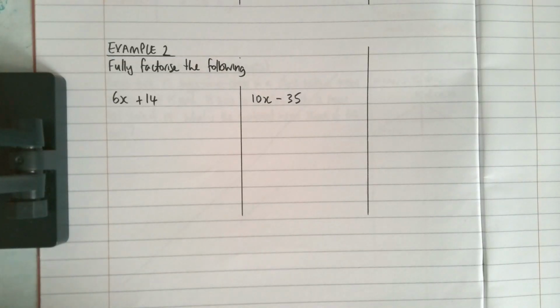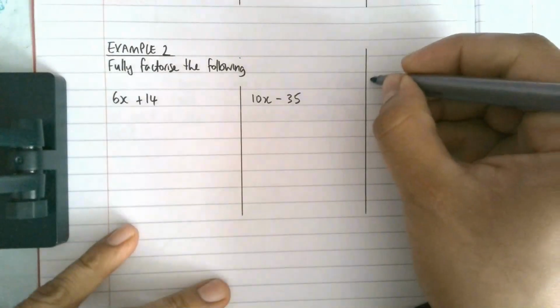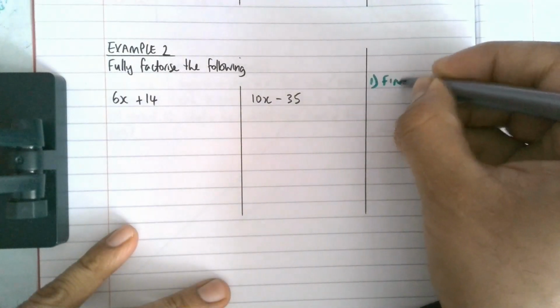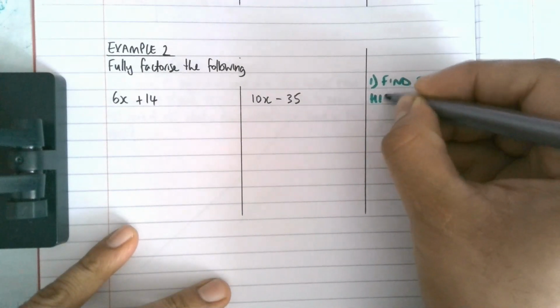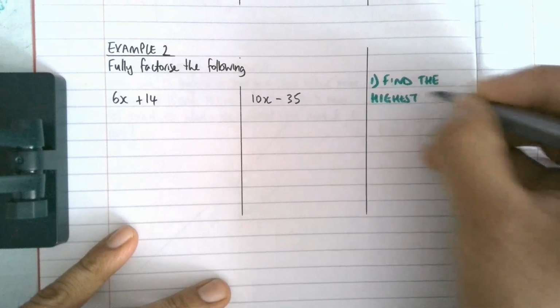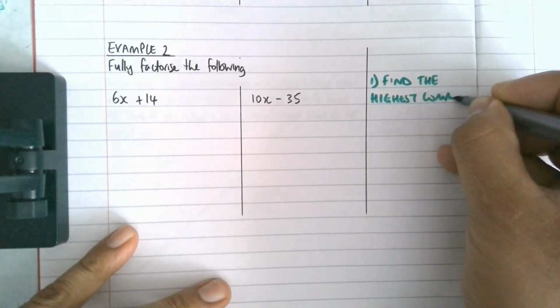Another example of factorising. The only difference is this time we have to be a little bit more careful when finding the highest common factor of the two numbers. That would be the first step. So we're going to find the highest common factor of 6 and 14. So we're going to look at the example on the left first.